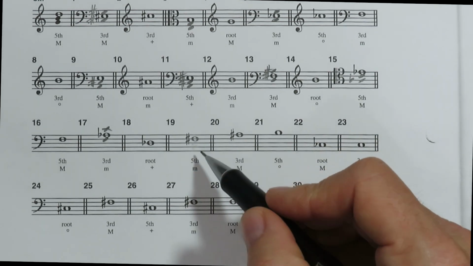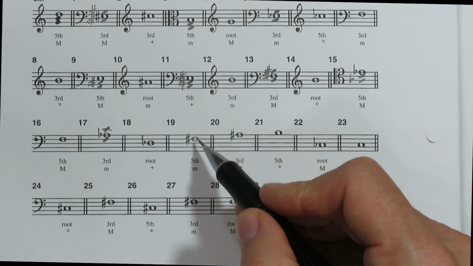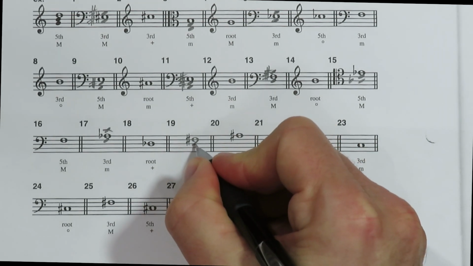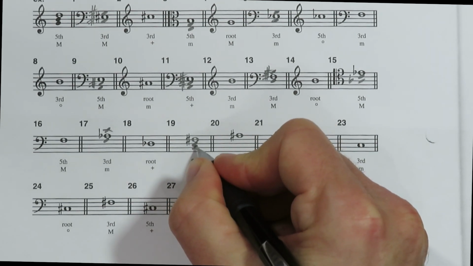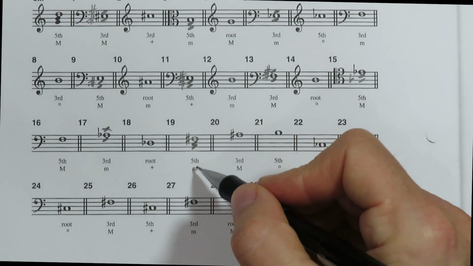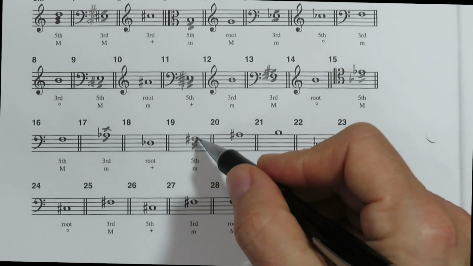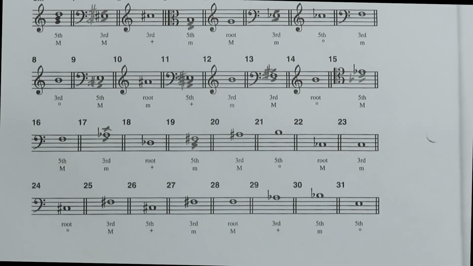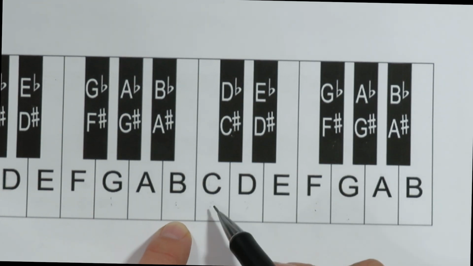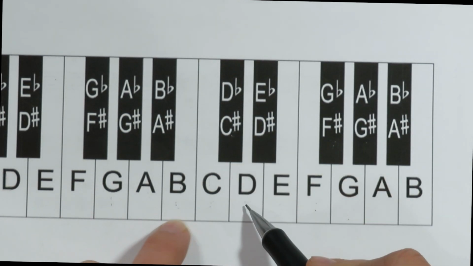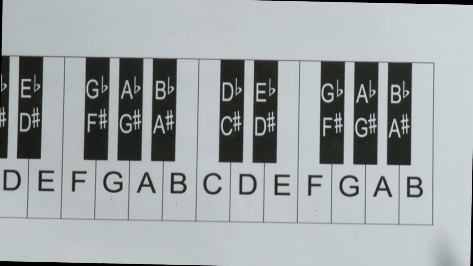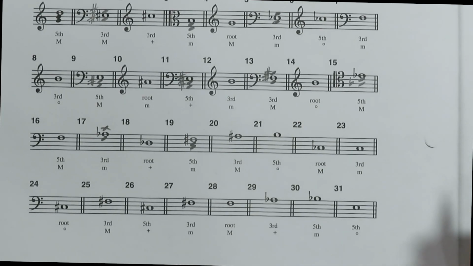Okay, so here we are, number 19. We have an F sharp. It's the fifth of our chord. So we'll stack it up below it. We have a minor triad, B, D, F sharp. Okay, so B to D, minor third, D to F sharp, major third, B minor. Perfect.